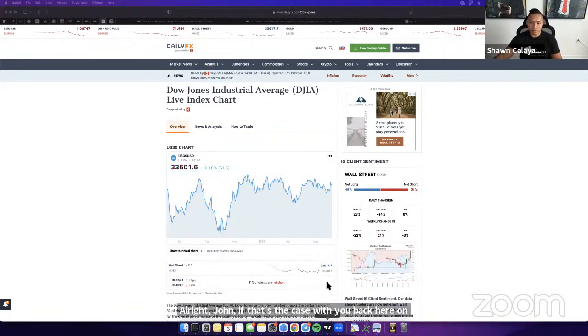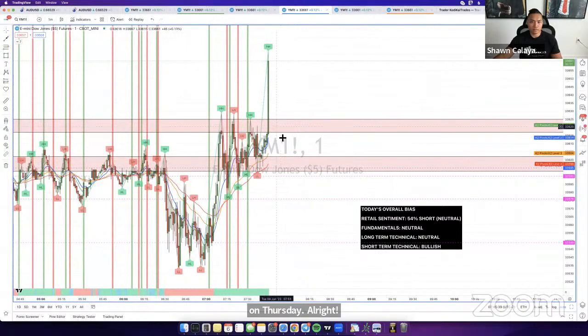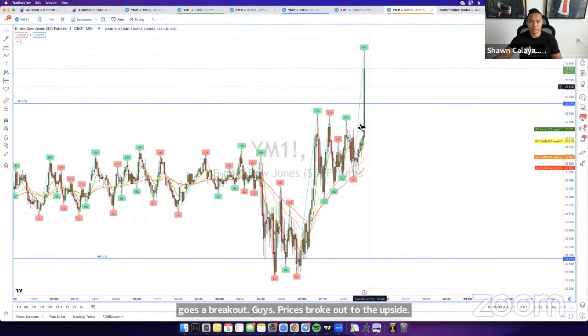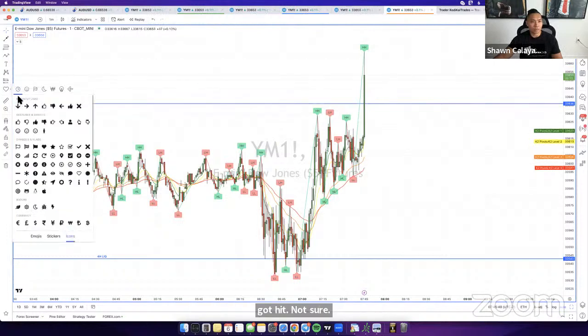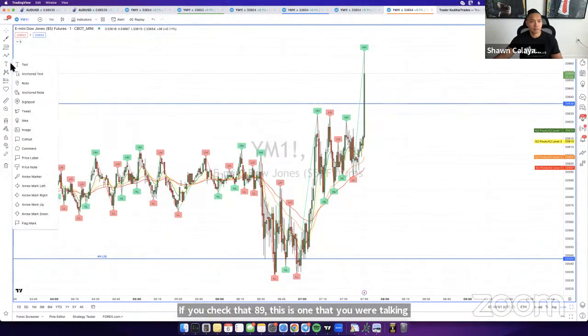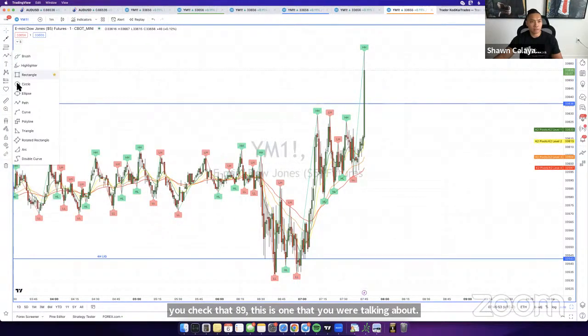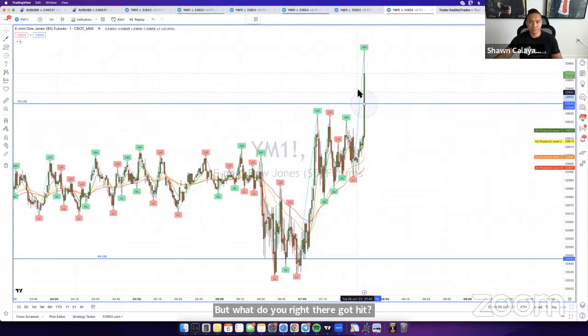All right, here goes a breakout, guys. Price just broke out to the upside. So you guys can see here that a lot of this stuff is uncalled for. There's liquidity right there that got hit. Not sure if you took that, and I know this is one that you were talking about, but the liquidity right there got hit and it blasted right through. It looks like it's just a stop loss hunt.